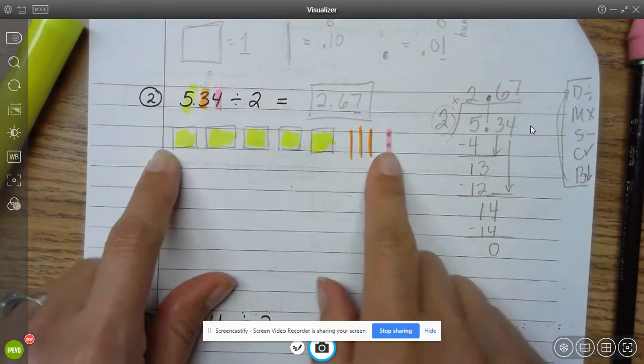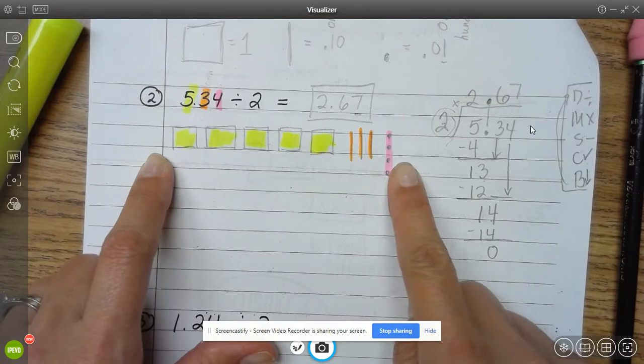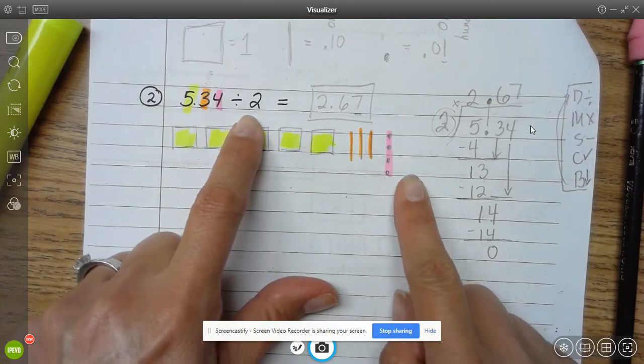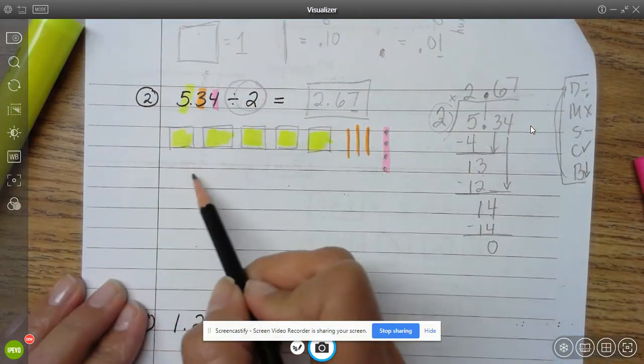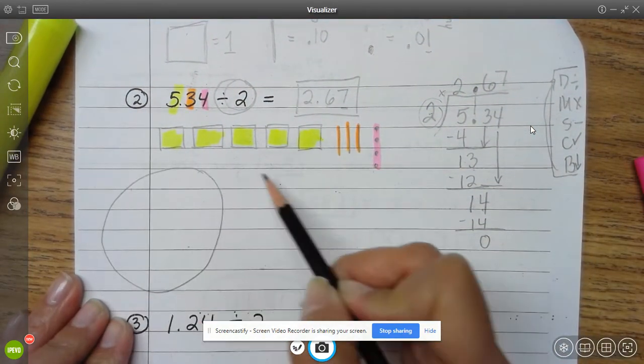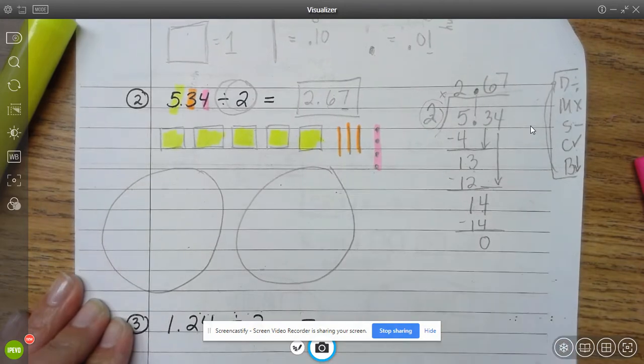Now, here's what I have. 5 and 34 hundredths. I'm dividing it into 2 groups, right? Dividing into 2. So I'm making 2 groups. 1 group, 2 groups.